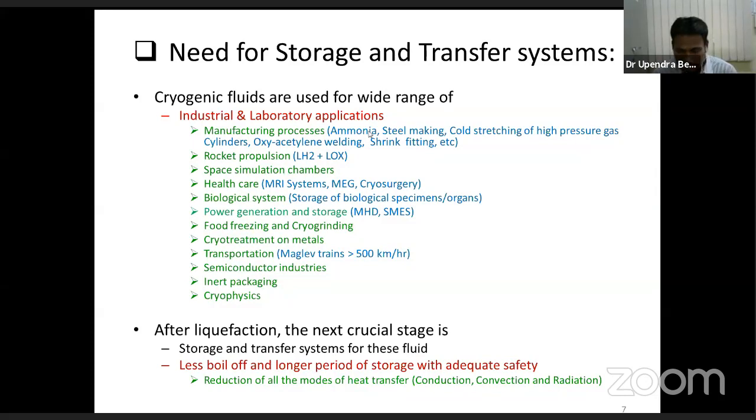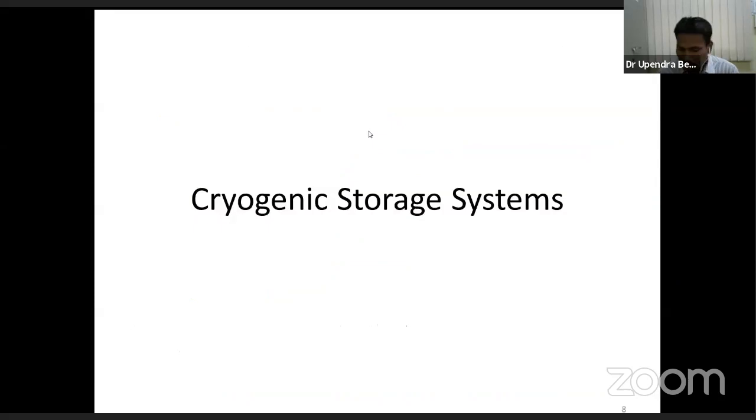So while designing all the cryo systems, you have to think of minimum heat transfer, or you have to minimize all modes of heat transfer like conduction, convection, and radiation. So that is the need for these storage and transport systems. So now let me speak first about storage systems, then we'll discuss transport systems.